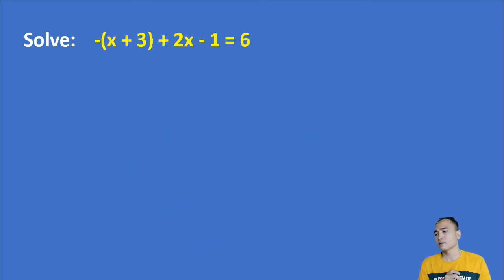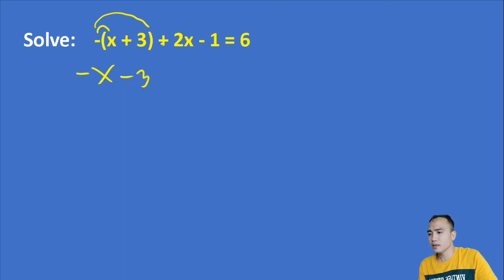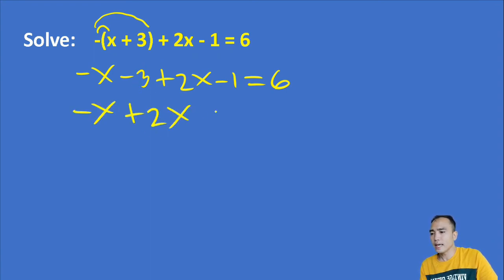How about that? If we have parentheses, how are we going to remove the parentheses? That is by applying the distributive property of multiplication. Okay, so negative times x is negative x. Negative times positive 3 is negative 3. Then copy, plus 2x minus 1 equals 6. Okay, so we have here like terms, so we can combine that. Negative x, then plus 2x. Negative 3 and negative 1 equals 6.